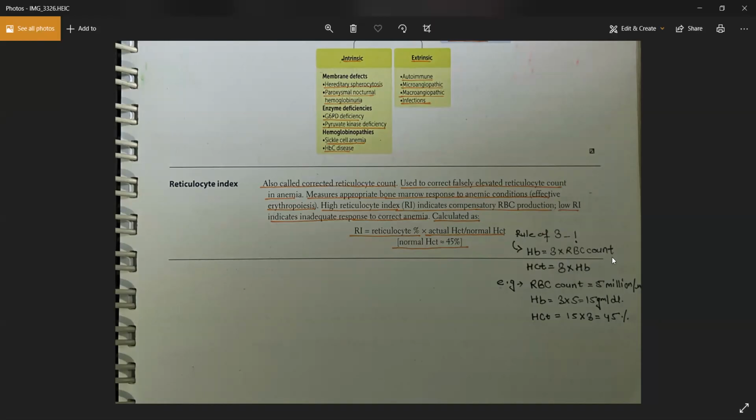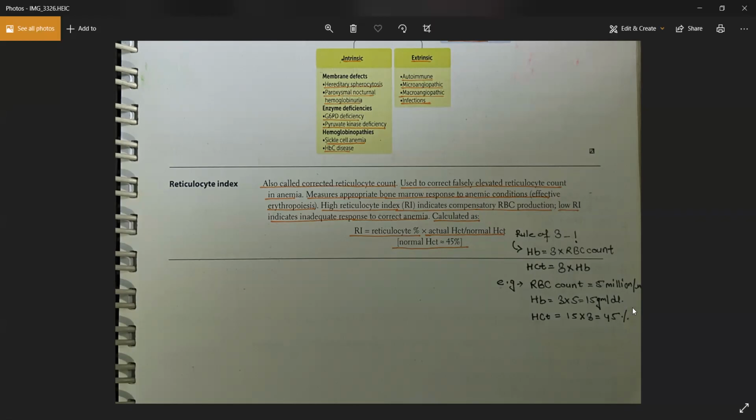Okay, so first is the RBCs. RBCs multiplied by 3 will give you the hemoglobin value. Hemoglobin multiplied by 3 will give you the hematocrit value. For example, if you have RBCs of 5 million, you can have a hemoglobin of 15 gram per deciliter, and you can have a hematocrit of 45%.